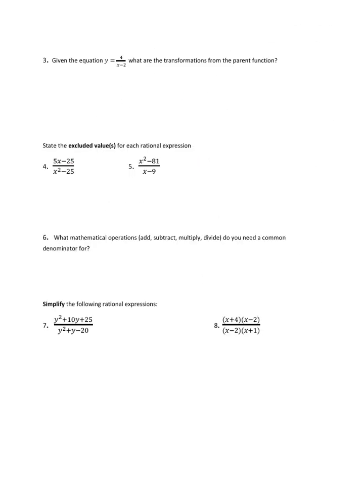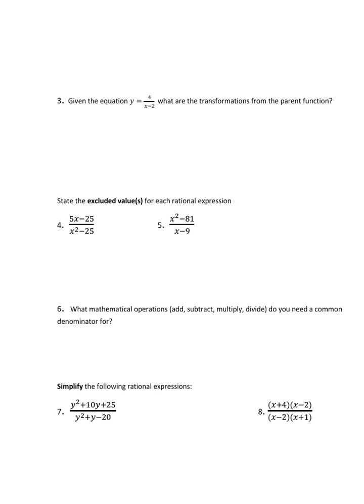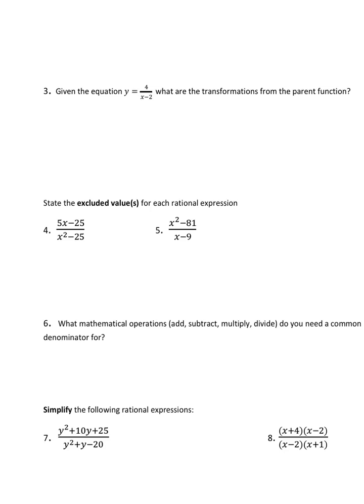Let's take a look at the second page of the review. So number 3, you're going to be asked to list the transformations of the parent function. Remember that your parent function is y equals 1 over x. And this is the general form for transformations. Your a value is a vertical stretch or vertical shrink. Your h value moves you to the left or right, and then k moves you up or down.